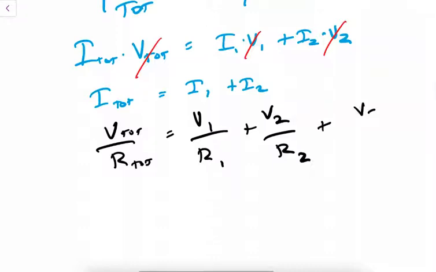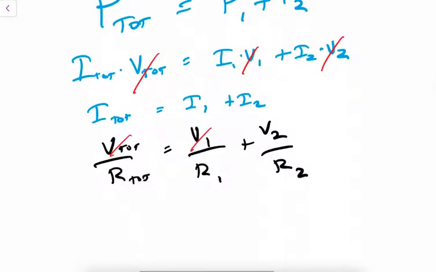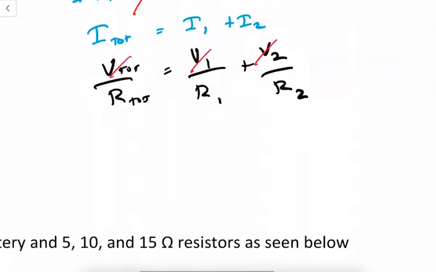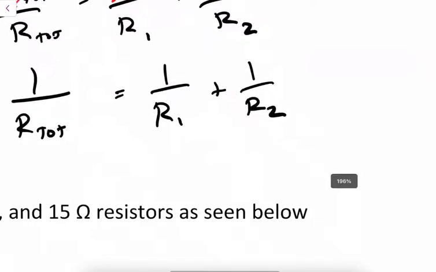They could just keep on going, but in this circuit, it's only two of them. Now, hey, we canceled out our V's before, so I'm going to do that again. My V's cancel out, and I end up with 1 over R total is equal to 1 over R1 plus 1 over R2. And this is the relationship we have between a total resistance and the resistors in each branch.